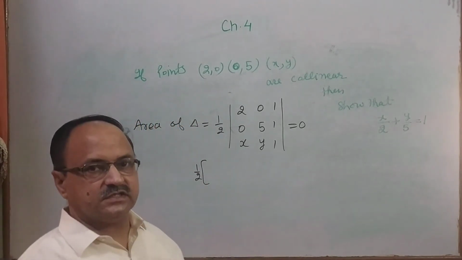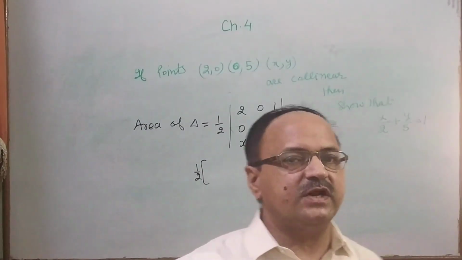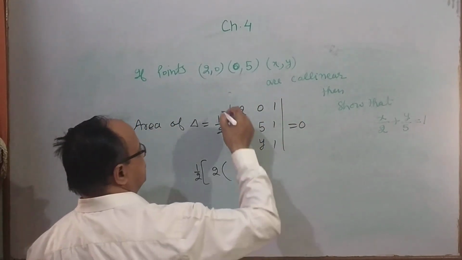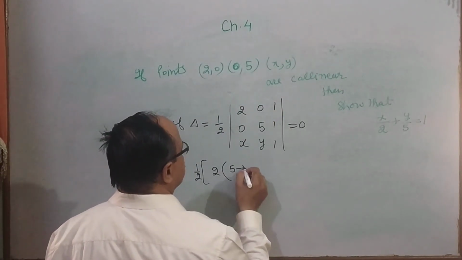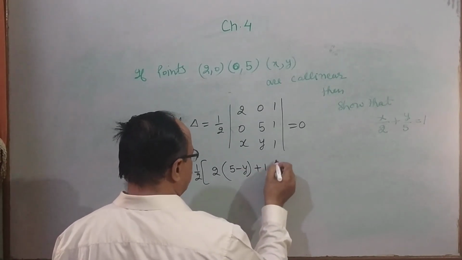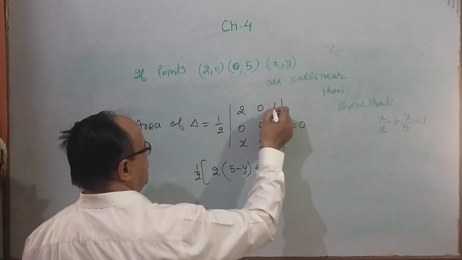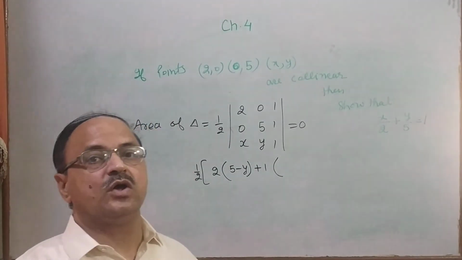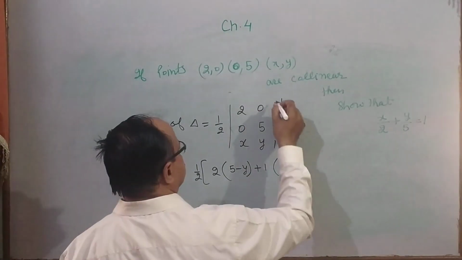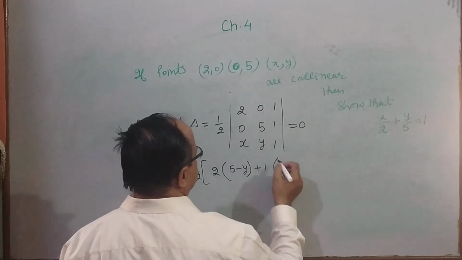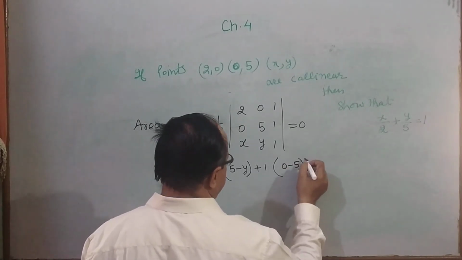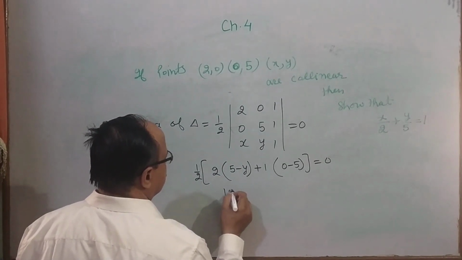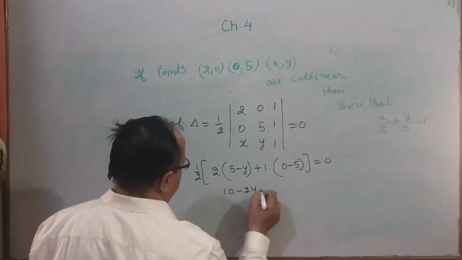And now expand by R1. Find the determinant, simple. Expanding by R1, first row, first column cancel. That is 5 minus y plus 1, this 1 is the element of A13. It means first row and third column delete. Cross multiply. That is 0 minus 5x, that is equal to 0.